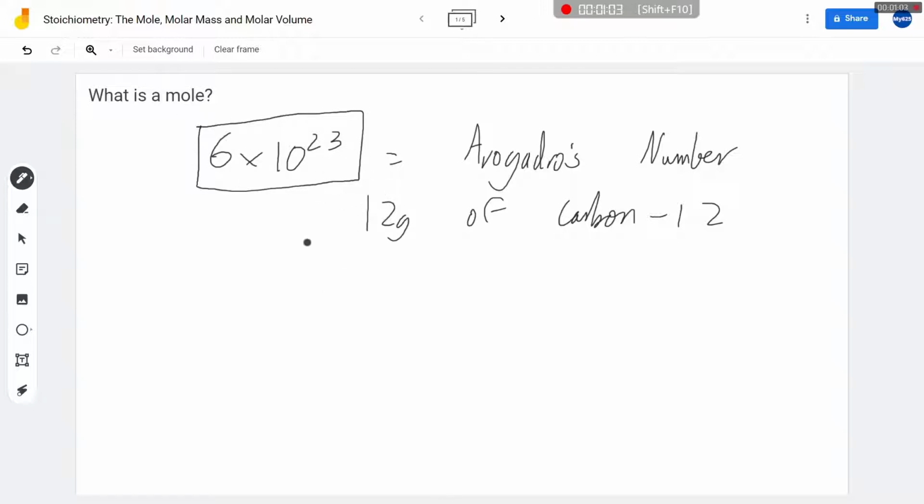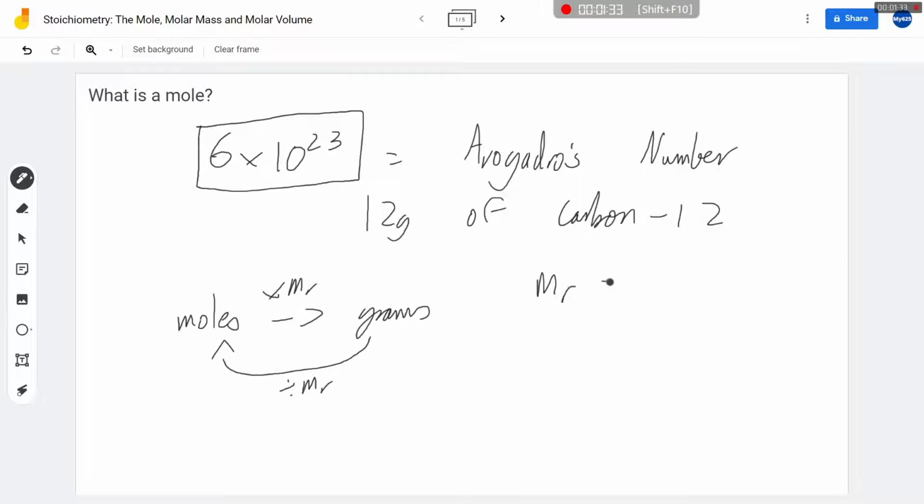So if the whole purpose is switching between grams and moles, how do we do that? If we want to go from moles to grams, we need something called the relative molecular mass, or the MR. When we're going from moles to grams, what we need to do is multiply by that. And when we're going from grams back to moles, what we need to do is divide by that. And so what is the relative molecular mass? The relative molecular mass is the sum of all the relative atomic masses of everything in that molecule.